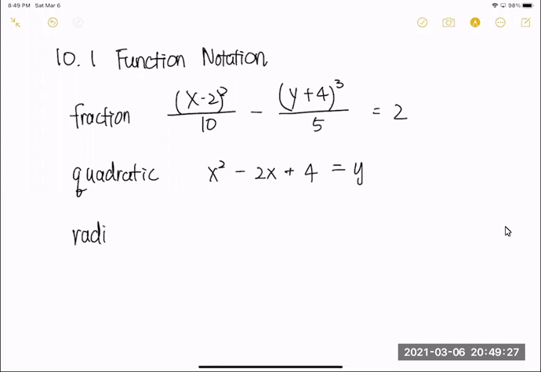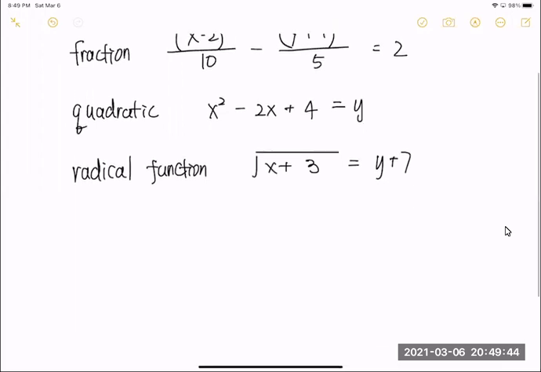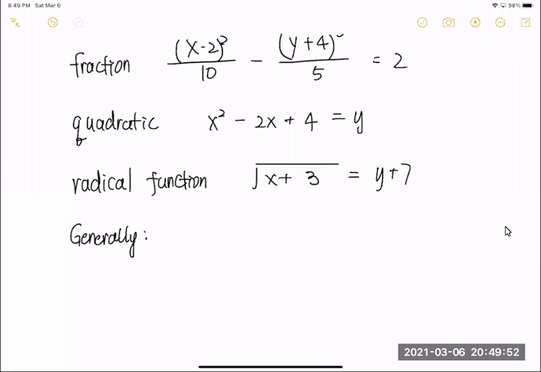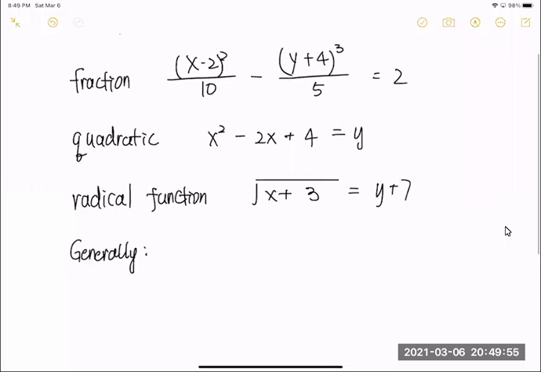And a radical function, square root of x plus 3 equals y plus 7, or even a linear equation. So in general, x is the variable that we plug into this function or in this equation, and we evaluate and try to find the value of y.